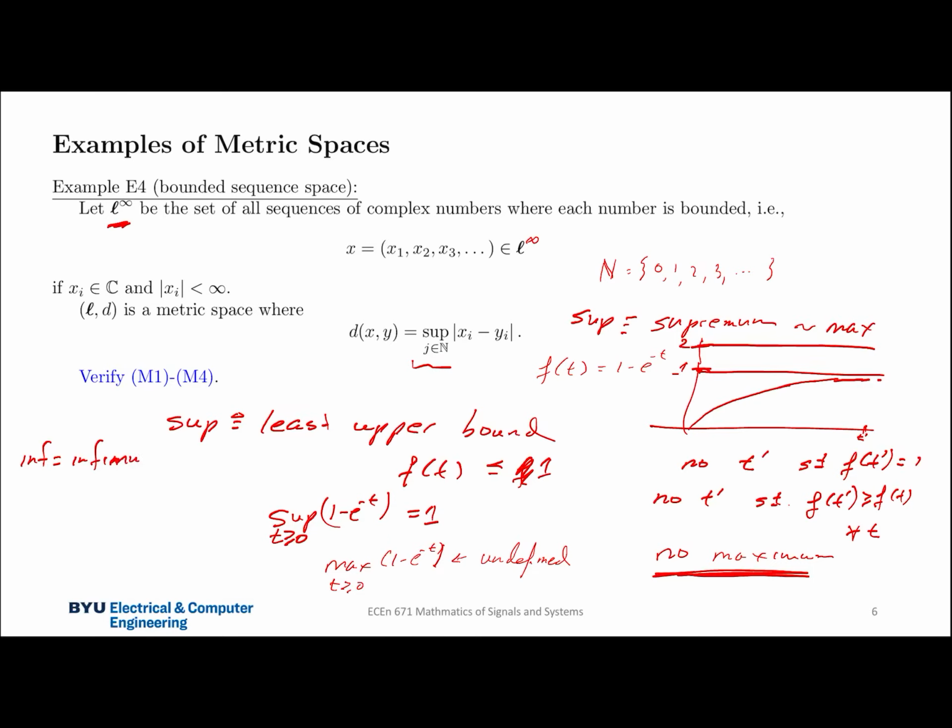All right, so back to our metric space definition. We have this metric d, which is going to be the supremum over all natural numbers of the distance between xi minus yi. So you just look one element at a time. You've got a sequence x, you've got a sequence y. You compare those two. You take the maximum or the supremum, and that is going to be the metric. And we can verify that all of those satisfy M1 through M4.